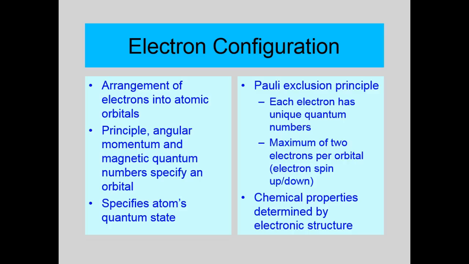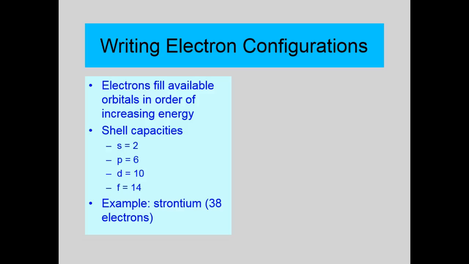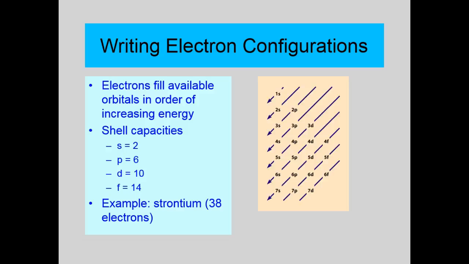All right, we're close. So we're going to do strontium. Here's how we do it. The first thing you do is write down all the possibilities. In the first row, you can only have s electrons. How many? 2. Second row, you have s electrons and p electrons. How many s? 2. How many p? 6.